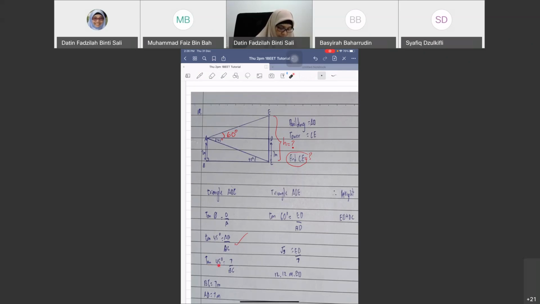So then tangent 45 is actually 1, right? I hope you remember this by heart already. Tangent pi over 4 or tangent 45 degrees is 1. Therefore, in this case, you got your BC, which is 7 meter. And if BC is 7 meter, AD is also 7 meter. Okay, so this is BC, the same length as AD. So now AD is also 7 meter long.